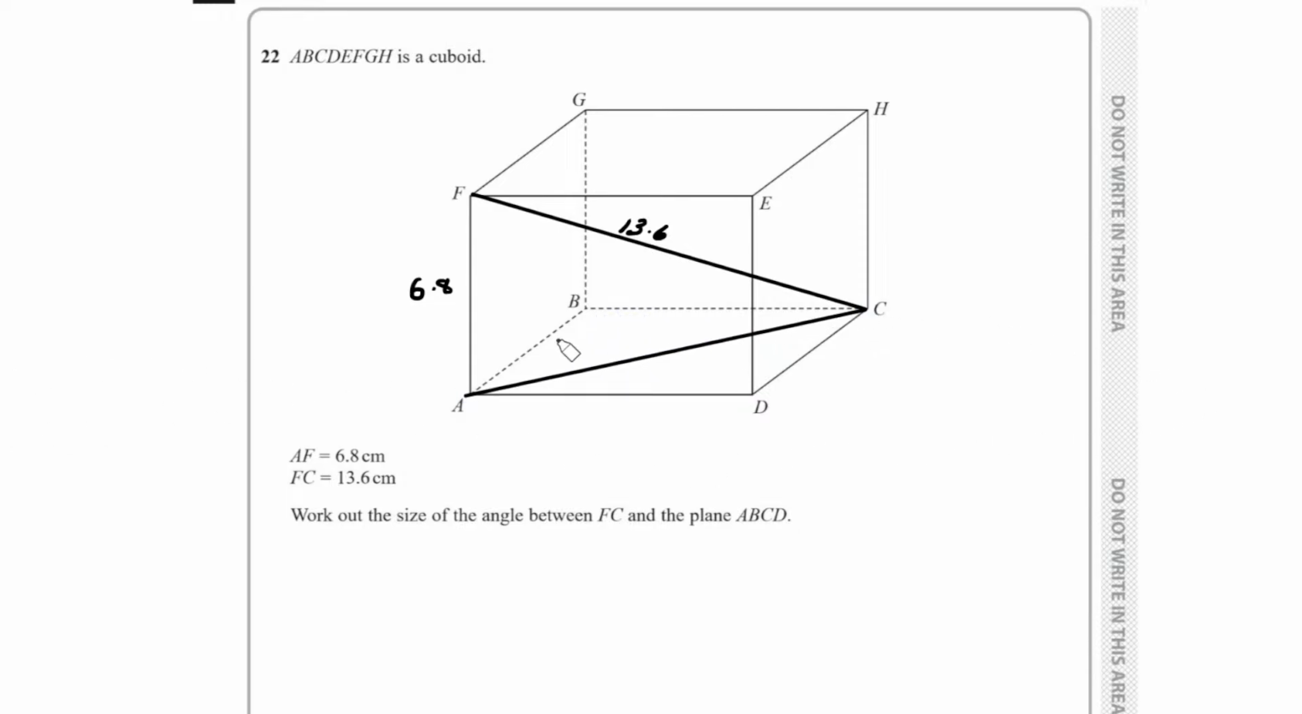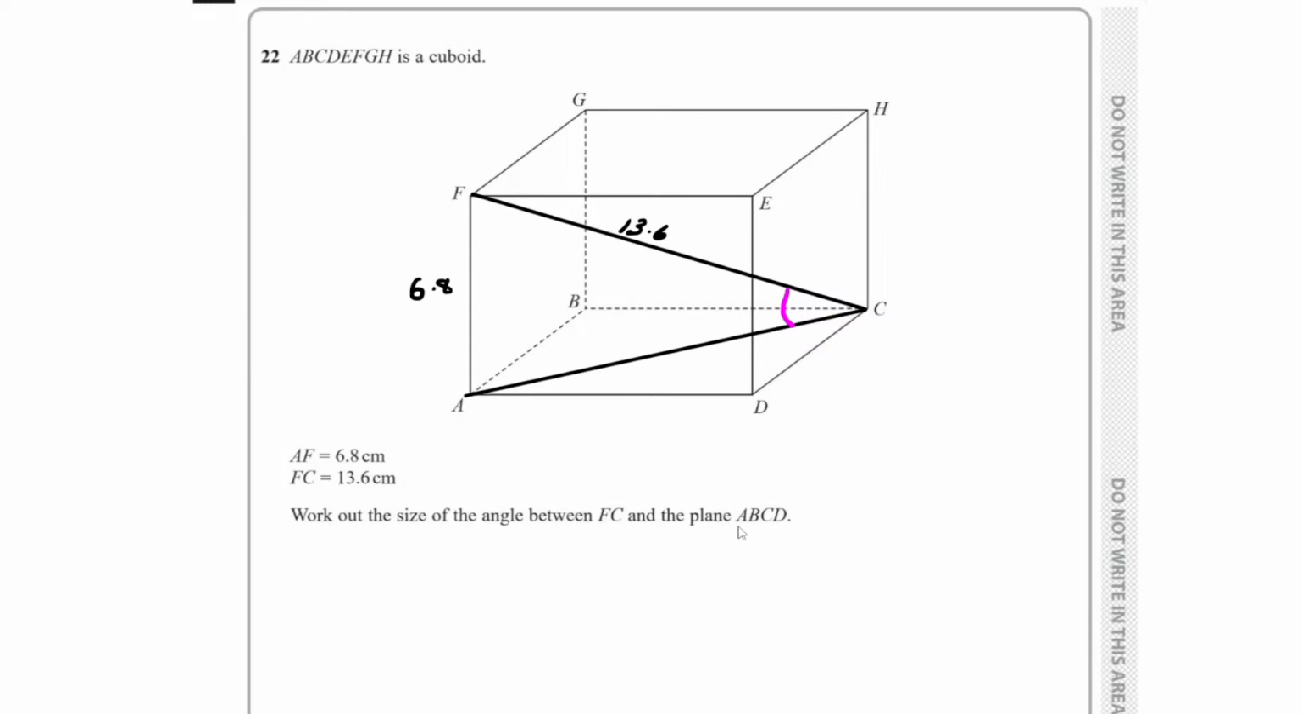And then do you see how not only does that create a right angle triangle, AFC, but the angle is then this. It's just an upright triangle that stood upright through a 3D shape. So now that we've got this, just try and focus in on that triangle. How do I work out the angle?